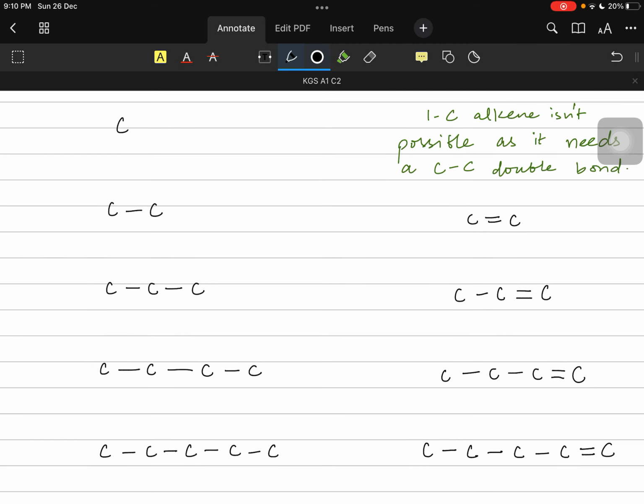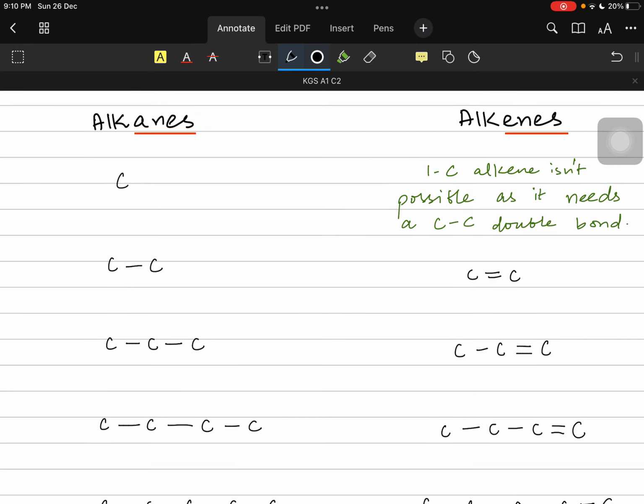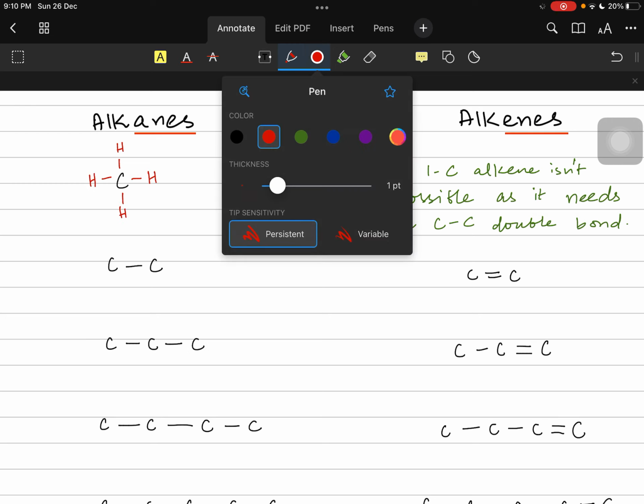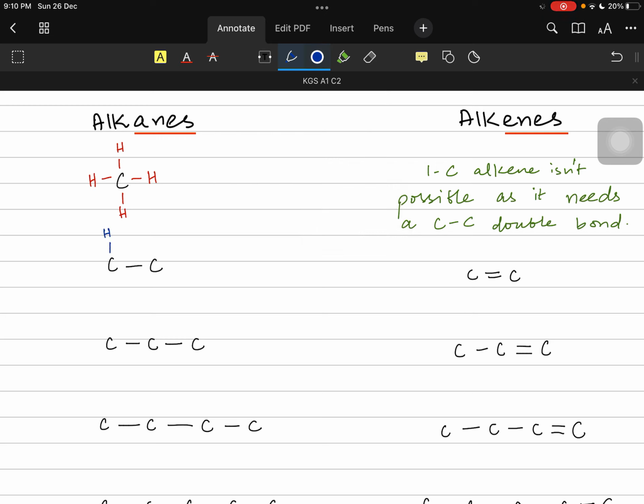I'm going to fill in the hydrogens. You know how I'll do it? I know that each carbon makes 4 bonds. So my first alkane is making 4 bonds. I'm done. My second alkane is making 3 bonds with hydrogens. The other carbon also makes 3 bonds with hydrogens because they are done with 1 bond at least.